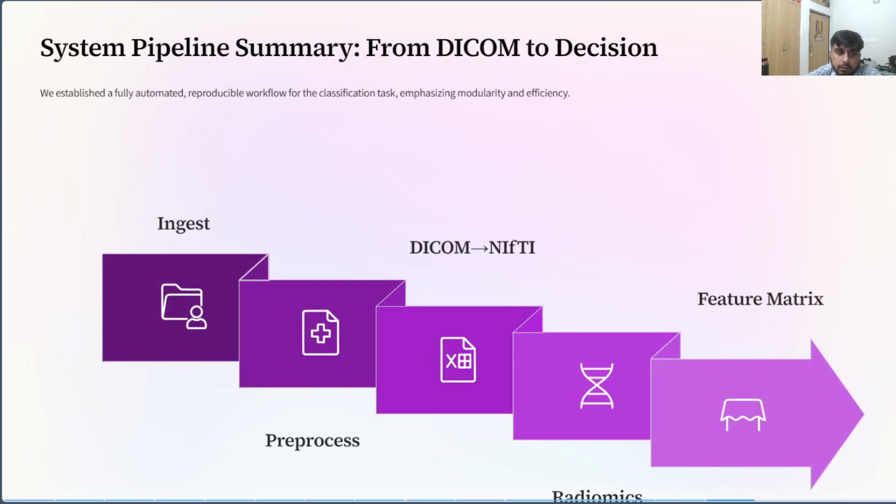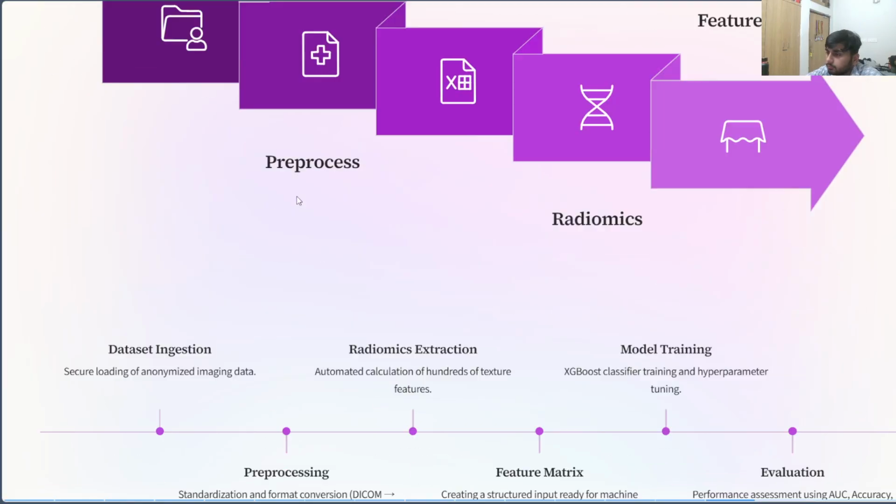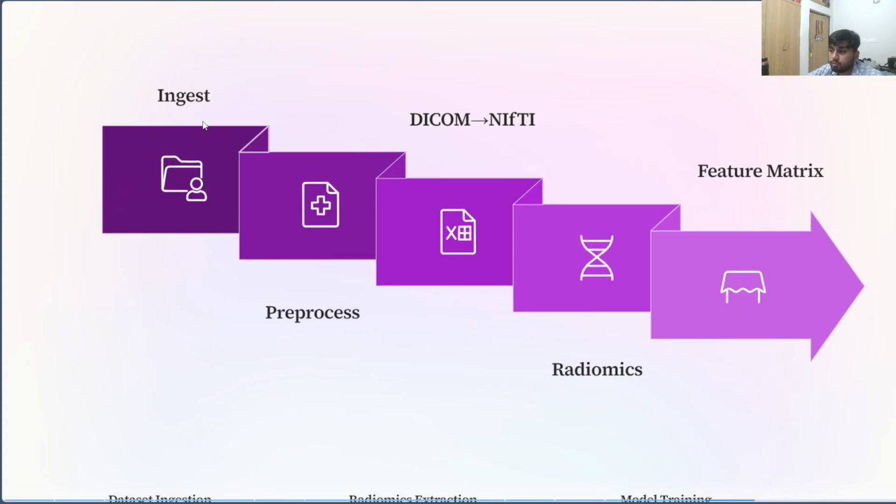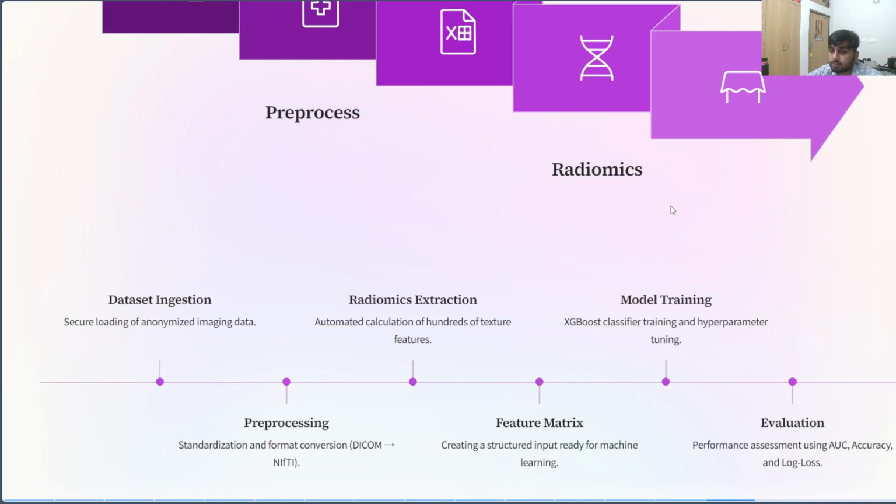Now for our pipeline, this figure summarizes the entire system. We have data ingestion, where we securely loaded anonymized imaging data. We pre-processed it by converting it into a standardized format, converting DICOM into NIfTI. Then automated calculation of hundreds of texture features. We created a feature matrix, a structured input ready for machine learning, then XGBoost classifier training and hyperparameter tuning, and performance assessment using AUC, accuracy and log loss. So we ingested the data, pre-processed it, standardized it, used radiomics and extracted a feature matrix.